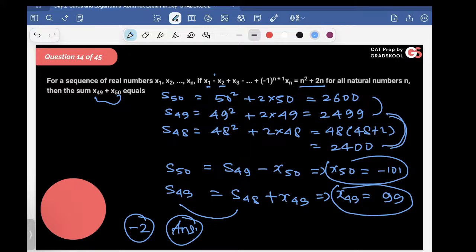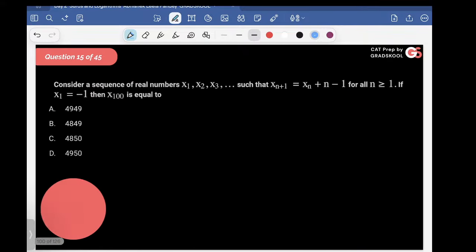Perfect. Yes, you got that. That's great. आगे बढ़ते हैं. Next.